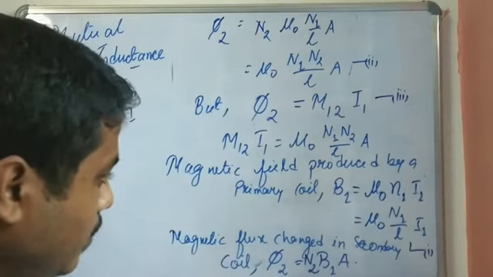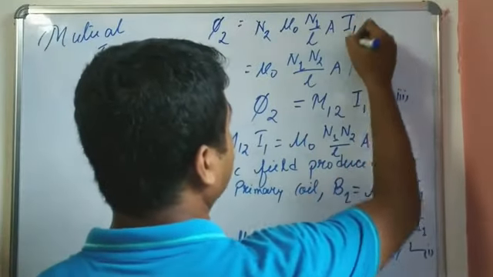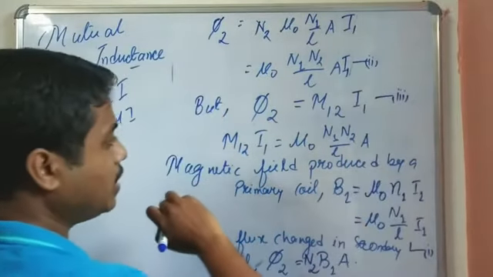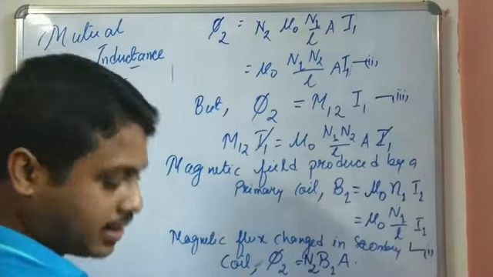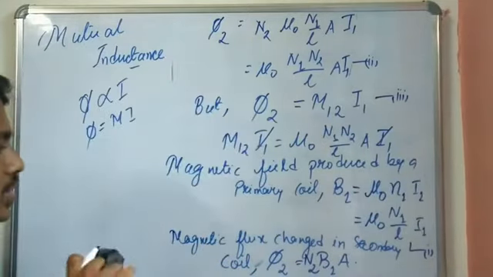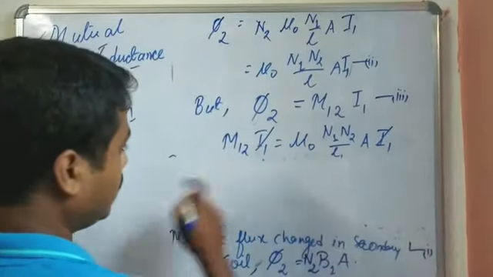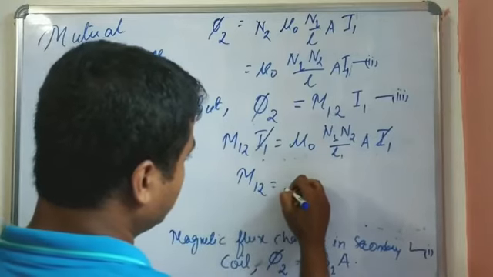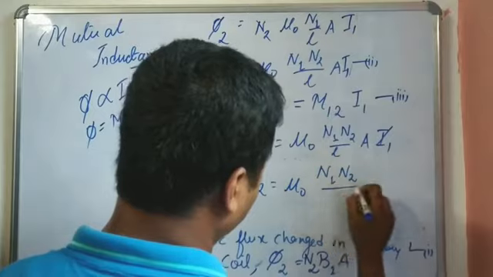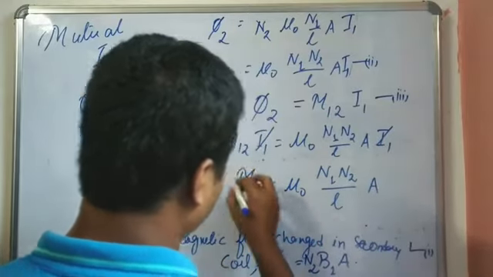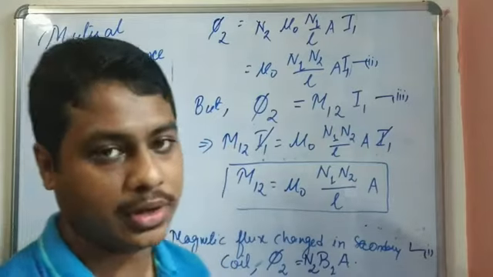Okay, I think we have left out one part. Sorry, this I1 is left out. One I1 is there, so if I put it here, this I1 and this I1 will get cancelled. So what will be the final equation then? The final equation we get is M12 is equal to mu naught N1 N2 divided by L into A. So this is the formula for the mutual inductance of the solenoid.